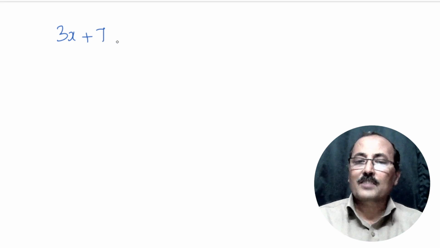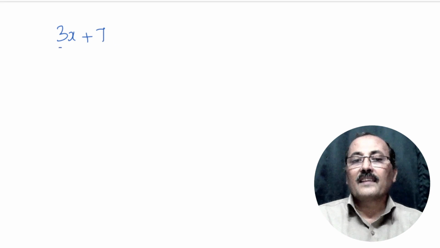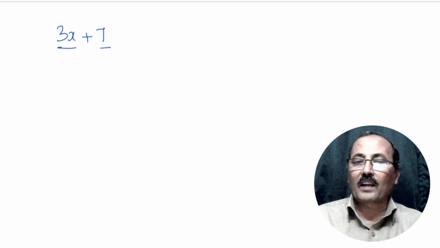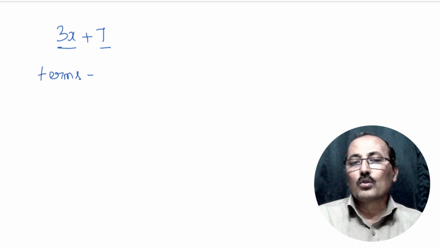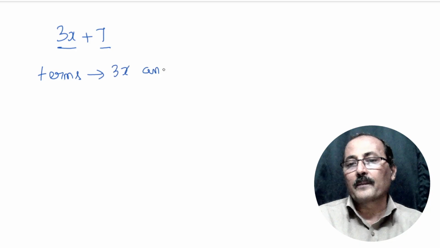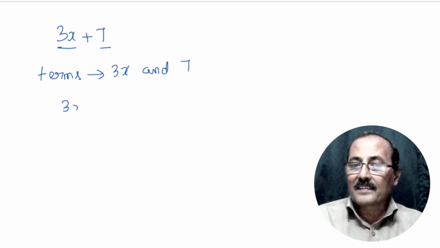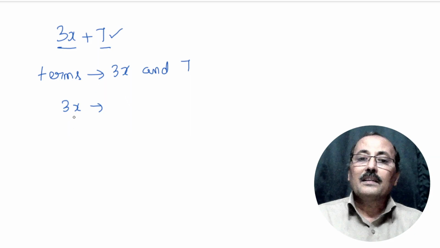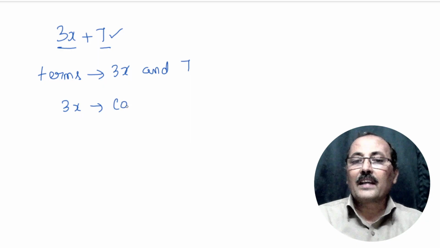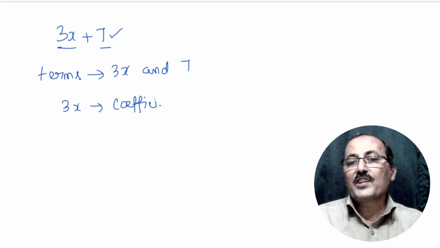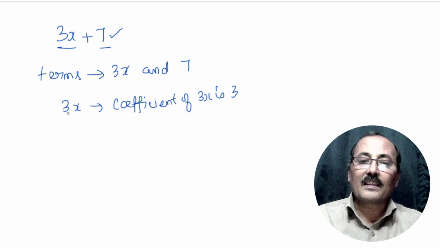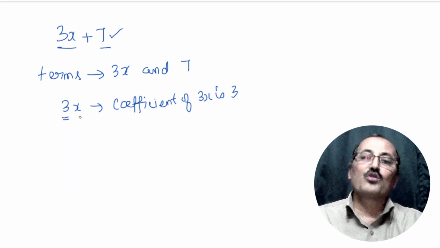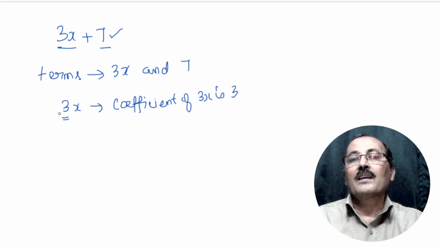Consider this expression 3x plus 7. This is an algebraic expression. In this, 3x is a term and 7 is a term. So there are two terms, namely 3x and 7. In 3x itself, there is a constant and a variable. Also, 7 is a constant. But in this, one more thing you can write: coefficient. The coefficient of 3x is 3. That means the constant number associated with that variable is called the coefficient.